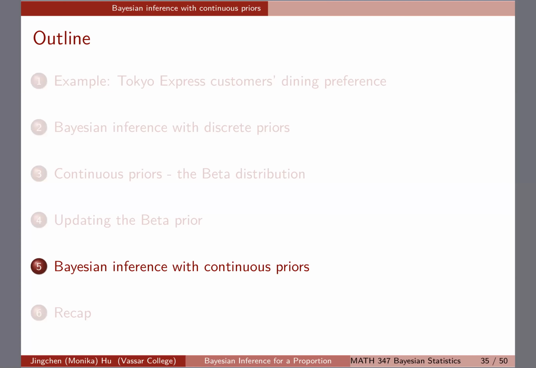And the last topic of this unit is on Bayesian inference with continuous priors. We're going to cover Bayesian hypothesis testing and the Bayesian credible interval. That's also similar to a confidence interval but with a different interpretation. And lastly, how to do Bayesian prediction. Those are the things that we cover.